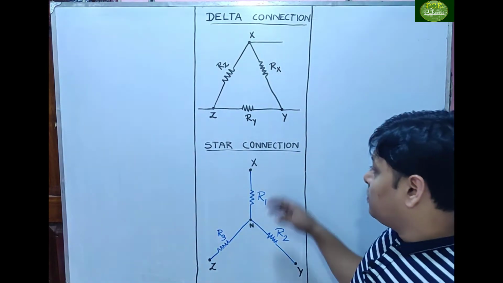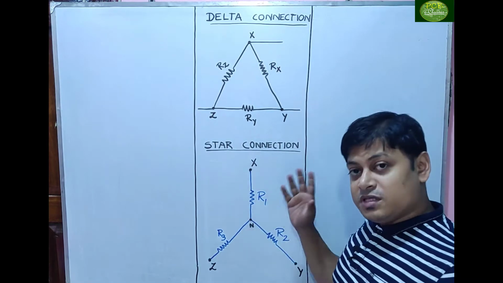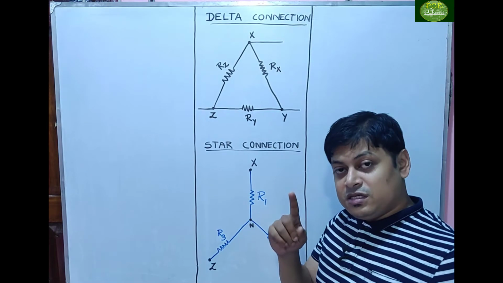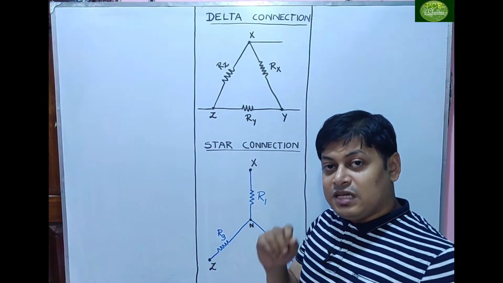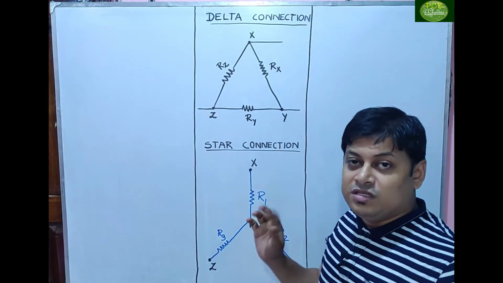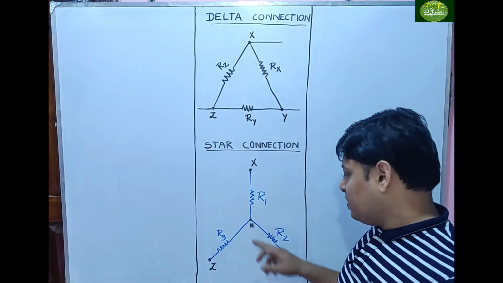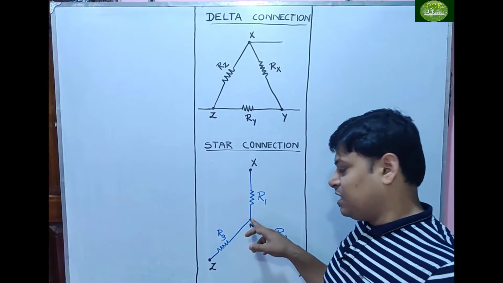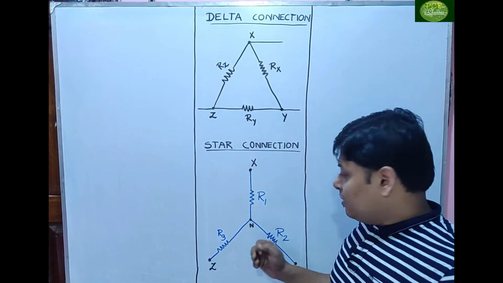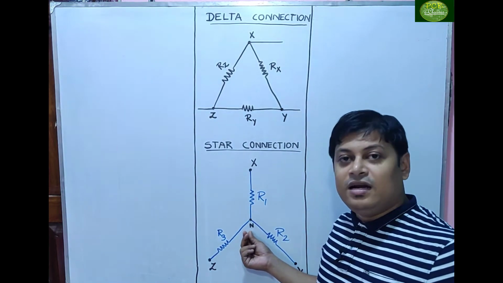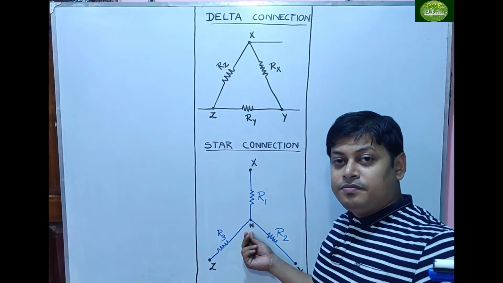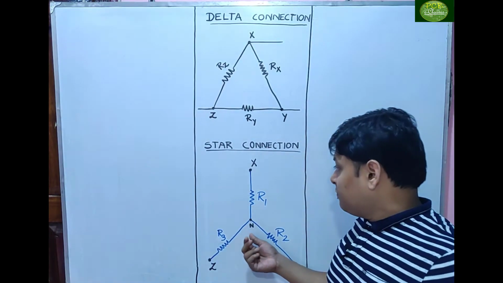Star connection means what? Three resistors will be there, no doubt about it. But each resistance's second terminal will be common to each other. That means R1 second terminal, R2 second terminal, R3 second terminal is common. That means it is connected to a common point. That point we are saying as a neutral. We will understand it while solving the problems or in the AC analysis. Fine.